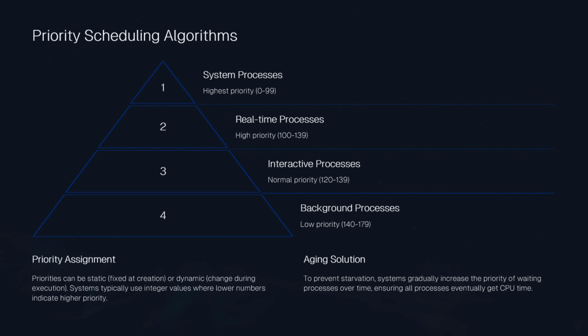Priority scheduling. Here, every process is assigned a priority value. Higher priority processes are executed first. To avoid starvation of lower priority processes, we use a technique called aging, where the priority of waiting processes gradually increases.